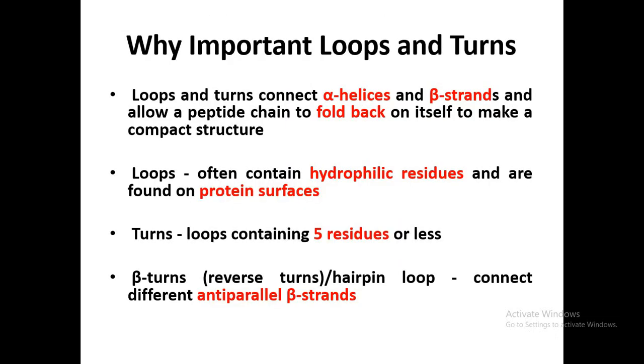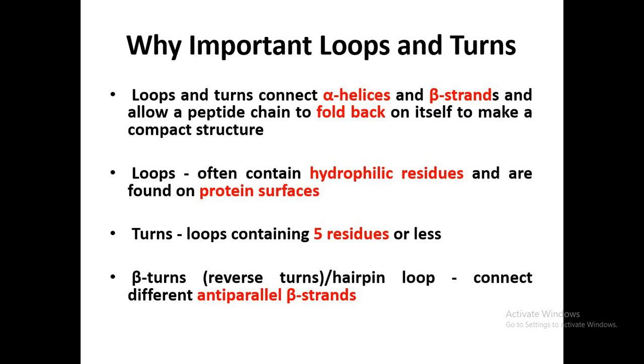And the question here is why loops and turns are important for proteins. Actually loops and turns are important for proteins because they enable the other secondary structures in the protein to join with each other. As we have already discussed, sometimes a loop is found to connect an alpha helix with a beta strand, or sometimes two beta strands, and sometimes two alpha helices. Due to this connection, protein can exhibit various conformations, and protein is able to fold itself.